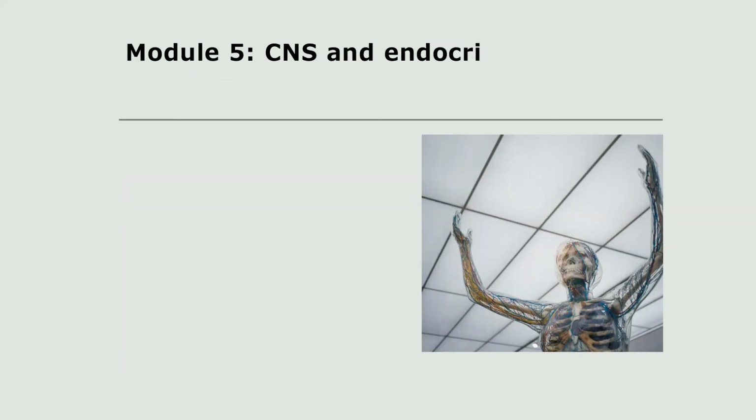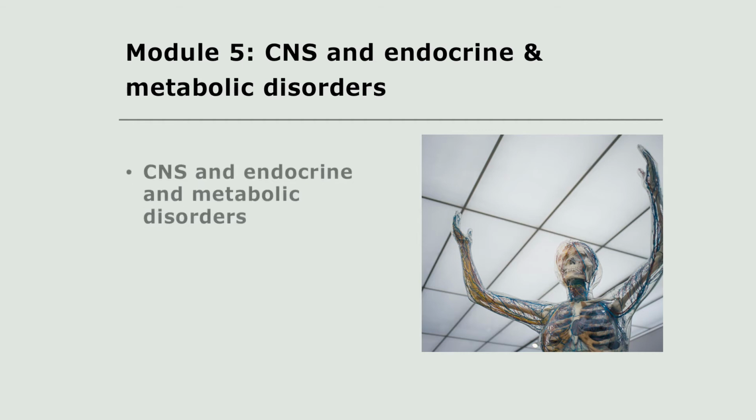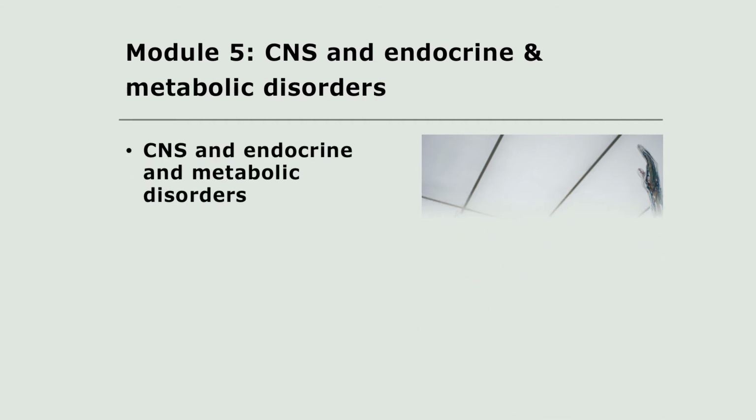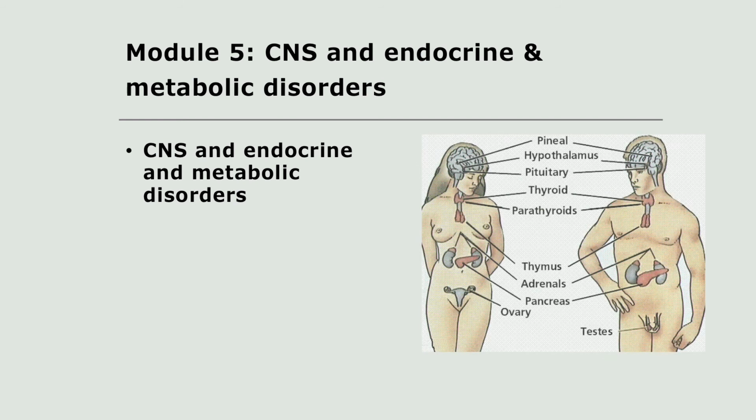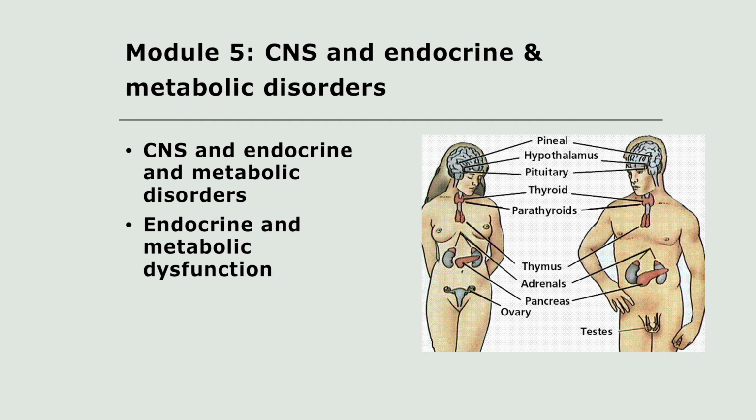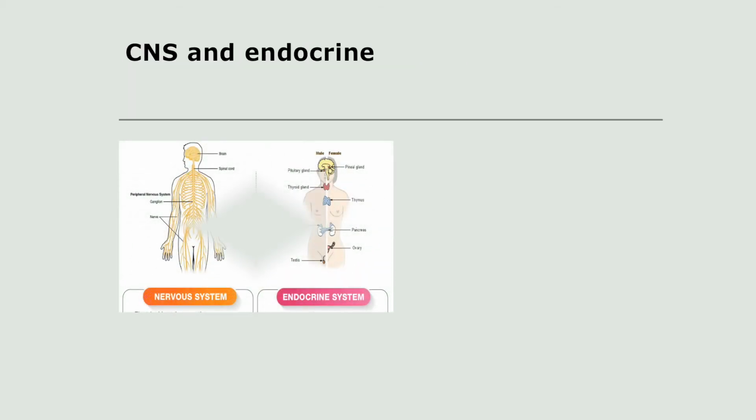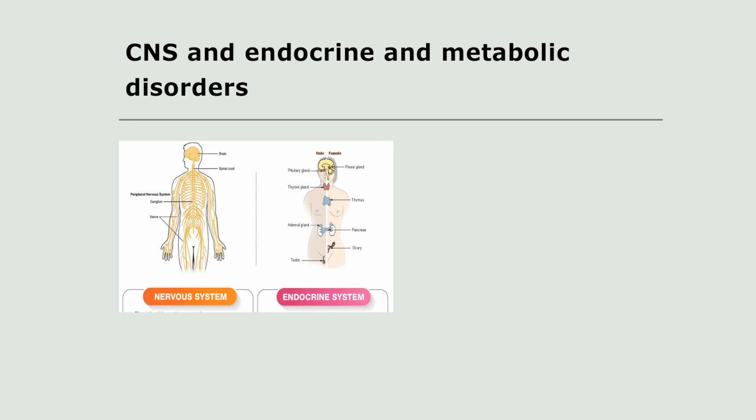In this module, there are two major units that are covered. The first unit is about disorders of both the central nervous system and the endocrine and metabolic disorders. And the second unit is about a specific focus on the endocrine and the metabolic dysfunctions. The key takeaways from each of these two units are looked at in the next two slides. Numerous patients that have diseases of the central nervous system tend to present with psychiatric disturbances besides their neurological disorders.